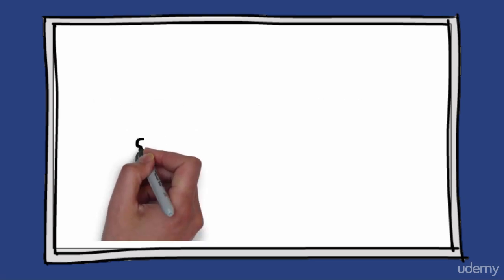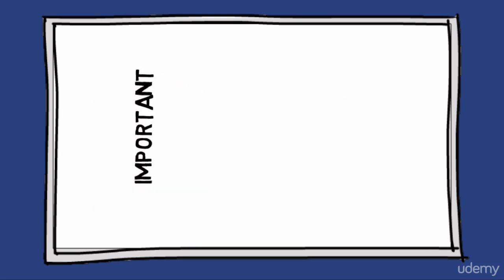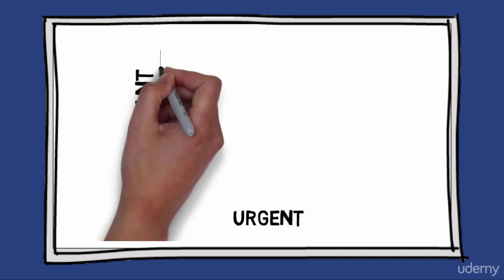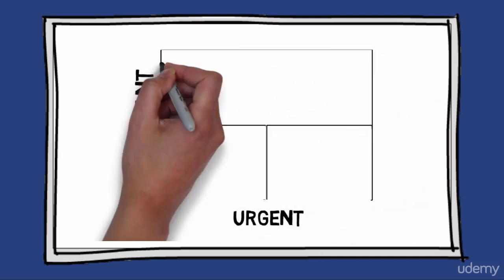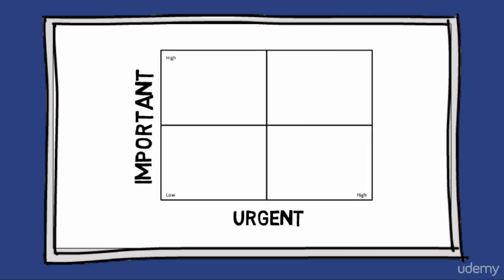Any task can be judged on two factors: how important a task is and to what extent the task is urgent. This results in a matrix being formed with 4 quadrants. Depending on where a task falls within this matrix determines the action you should take.